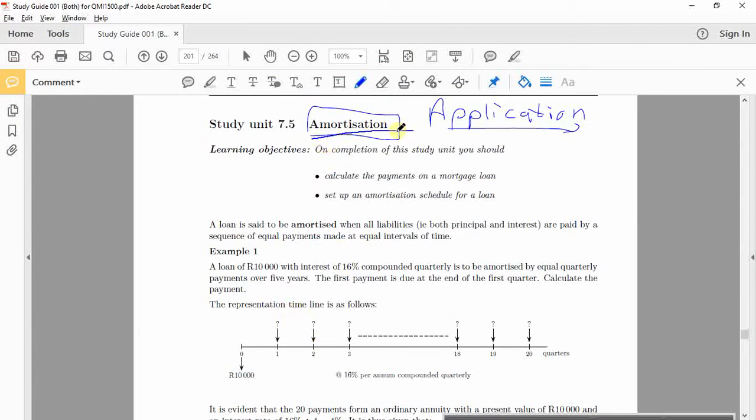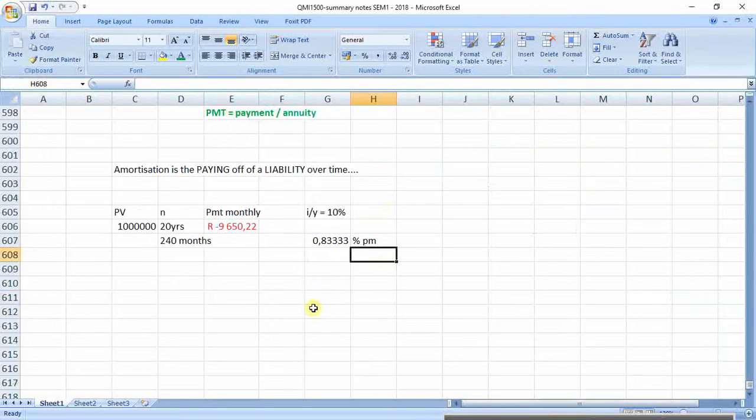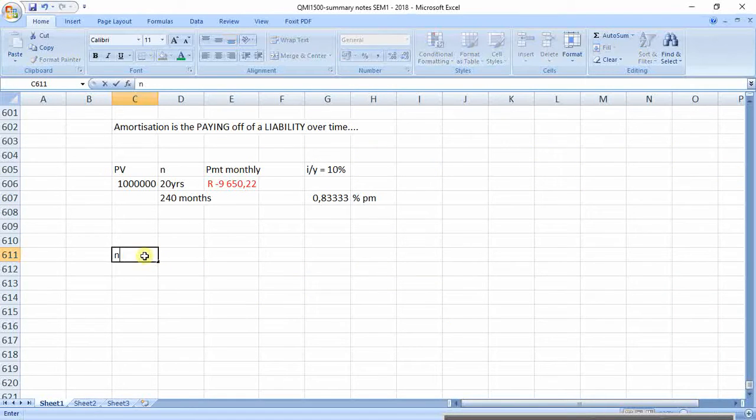So now amortization is looking at the paying off of the liability. So that means we're going to draw up columns: PV, interest, balance, and then if you want to, you can show the principal. Let's just asterisk it here: principal repaid, just so you can see it. So how many years? 20.